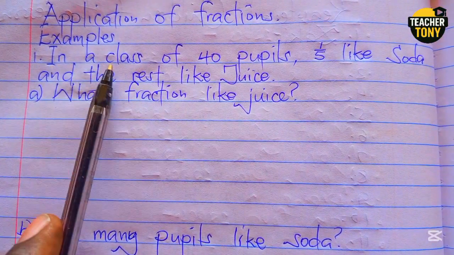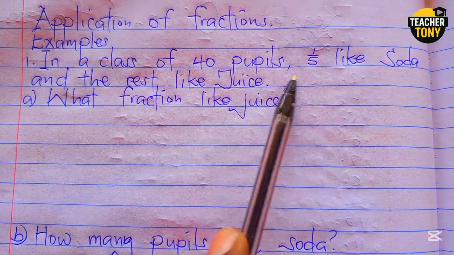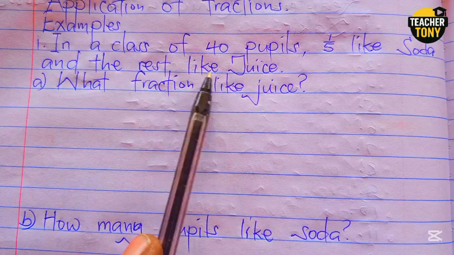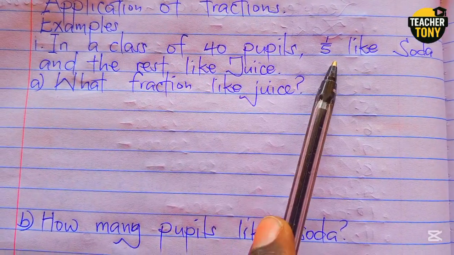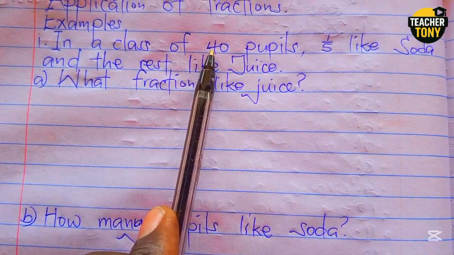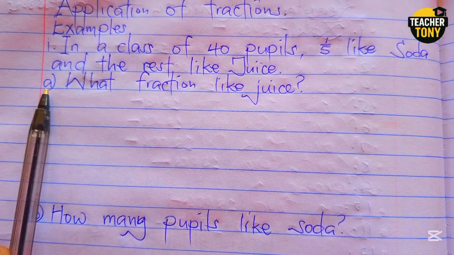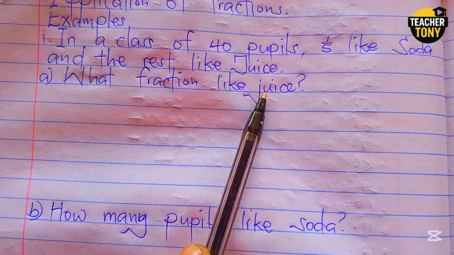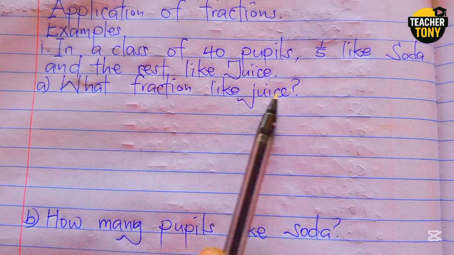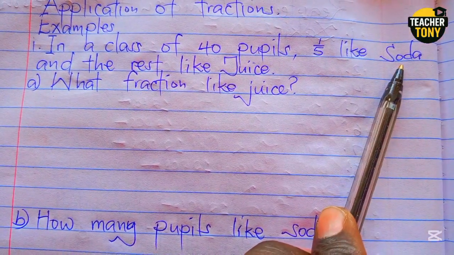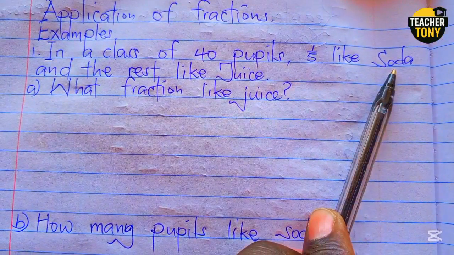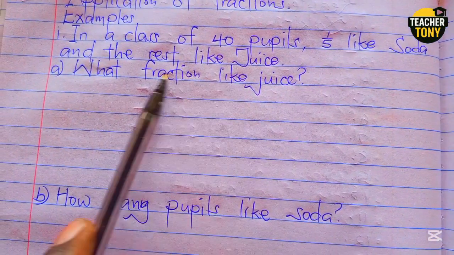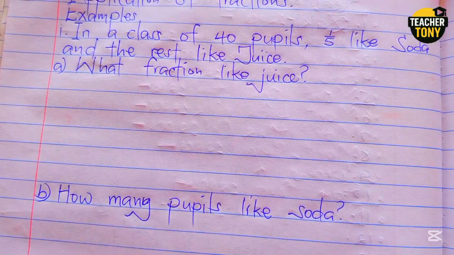Now, the question is saying, in a class of 40 pupils, 1 out of 5 like soda, and the rest like juice. Remember, they have used a fraction and they have used a number of pupils in the class. Now, A is saying, what fraction like juice? They ask you the fraction of those who like juice. But remember, they have given only the one who likes soda in the story itself. So the story has the ones who like soda, not the ones who like juice. So they're asking for the fraction of those who like juice.